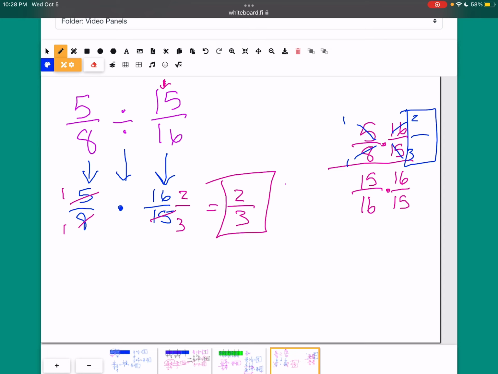Let me see if there's one more that might trip you up. Oh, what about if we divided a fraction by an improper fraction? I tell you what, come back for that in the next video.